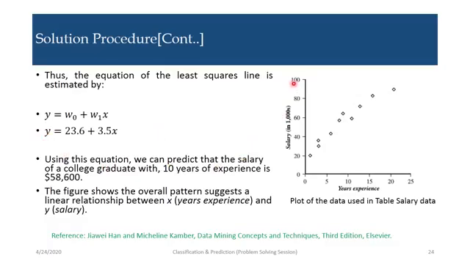According to that, this is the figure where we have plotted the values. Using this equation we can predict that the salary of a college graduate with 10 years of experience is 58,600, according to this plot. This figure shows the overall pattern suggests a linear relationship between x, the years of experience, and y, the salary. The x axis shows the years of experience and the y axis shows the salary. According to that, we can predict that with 10 years of experience the college graduate should get a salary of 58,600.